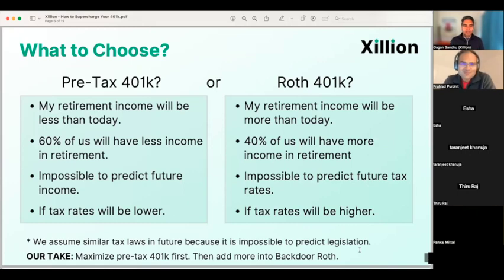All right, let's talk about pre-tax versus Roth 401k. Like I was saying, pre-tax 401k is tax deferred. What it means is you don't pay tax today, right? Using the compounding chart that Vidhan and I were showing, the money keeps growing, and at some point you retire, and you want to take money during your retirement.